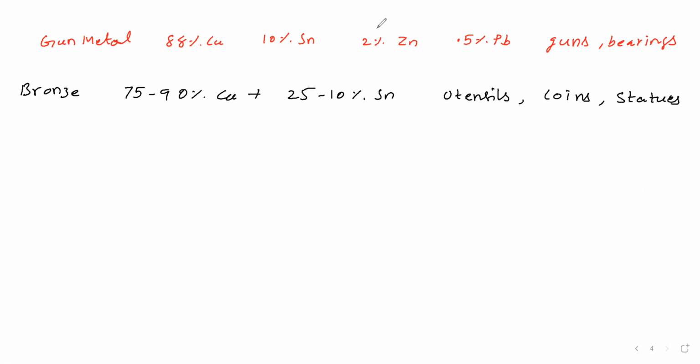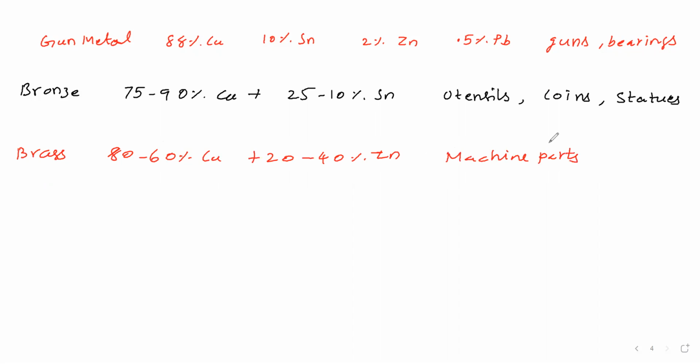Next alloy is brass. It contains 80 to 60% copper and 20 to 40% zinc. It is used for making machine parts.